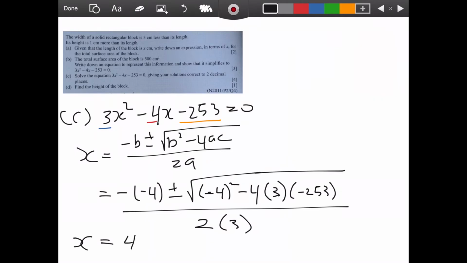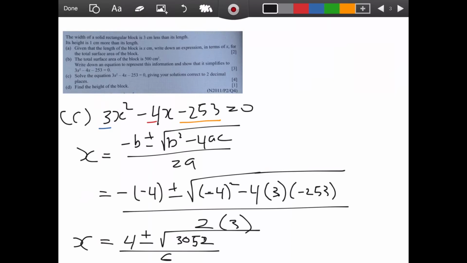This is 4 plus minus the square root of 16 minus 12 times 253, 3036. This is plus 3036. So 16 plus 3036, 3052. So inside here it becomes 3052, then over 6, right?